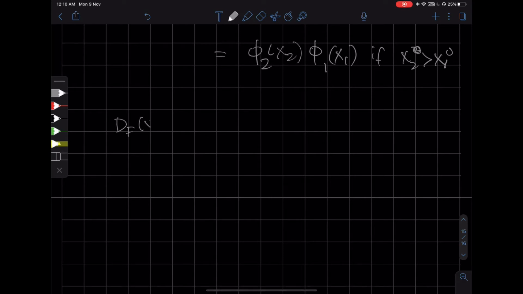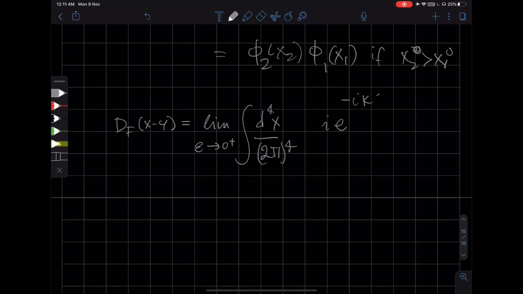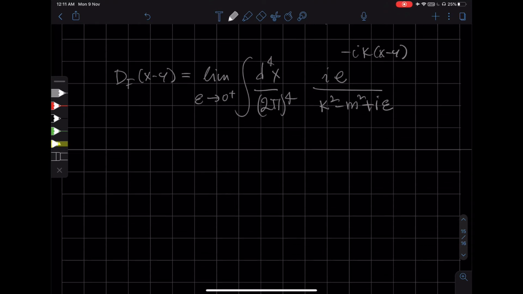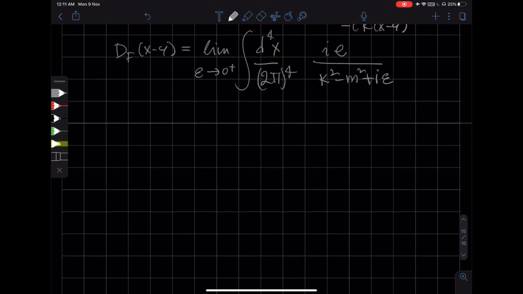You can show that the Feynman propagator with these boundary conditions is given by D_F(x minus y), in the limit where epsilon is a positive quantity which goes to 0 from the positive side, the integral d⁴k divided by (2π)⁴, i times e to the power minus i k (x minus y), divided by k² minus m² plus i epsilon. So the i epsilon prescription is very important. It's known as the Feynman prescription.